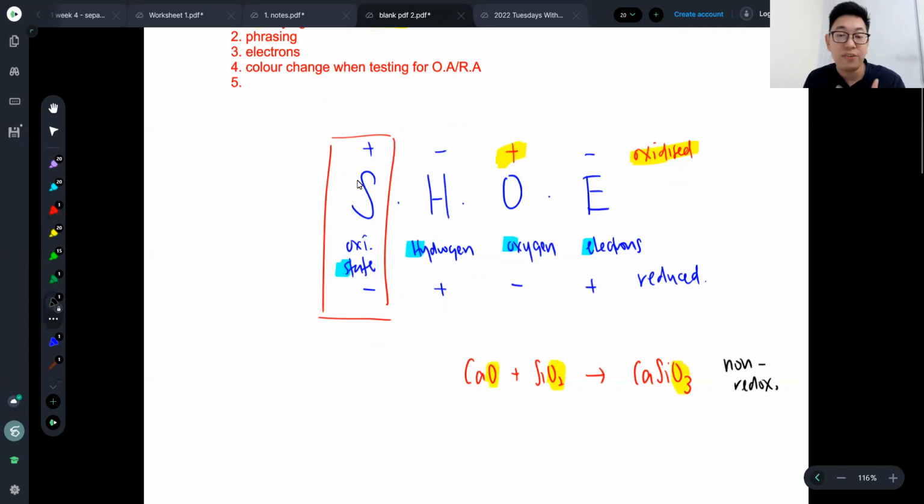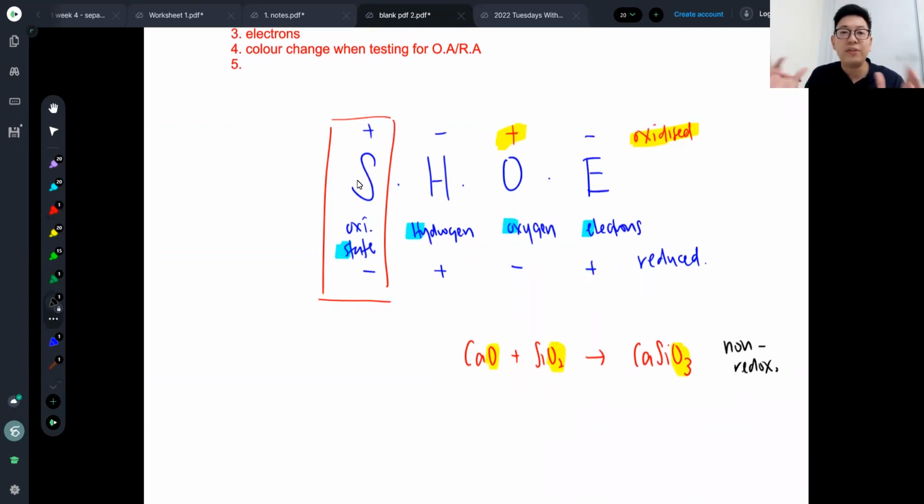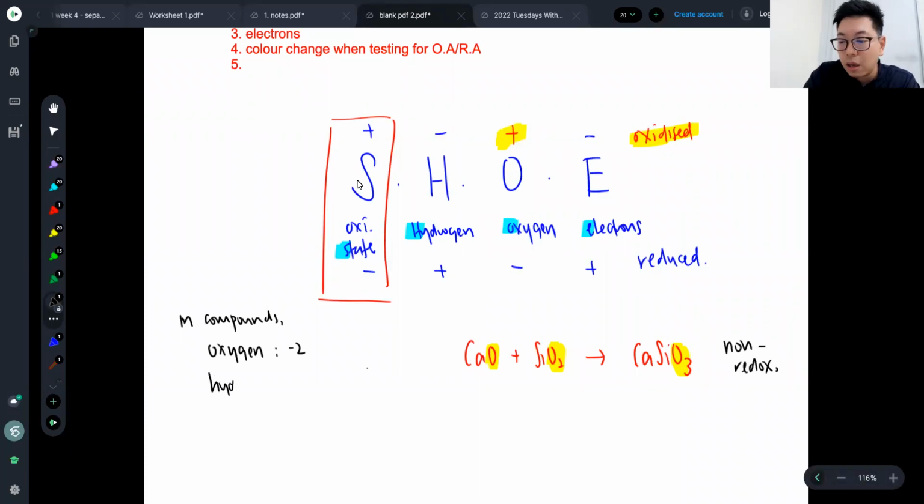Now, oxidation state has a few rules. Some students ask, what are the rules? You need to recall that oxygen in a compound is usually -2. The only exception is when you see a peroxide. In compounds, oxygen is -2. In compounds, hydrogen is +1. So what I will always do is, when I'm given a compound, fill in oxygen and hydrogen first.